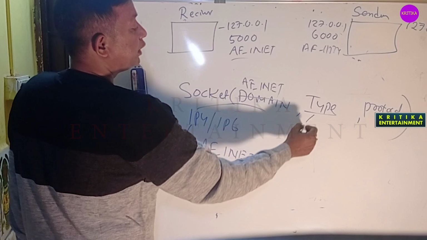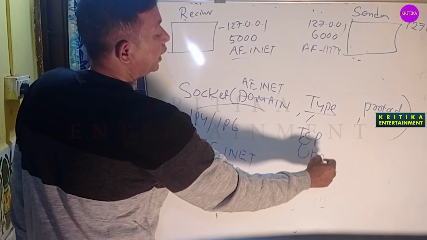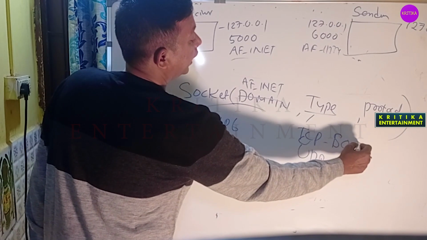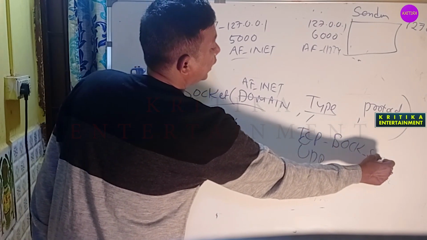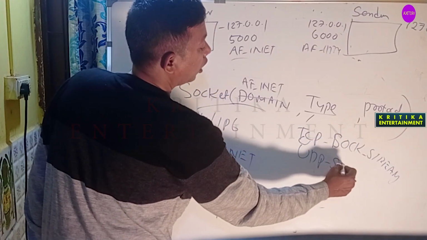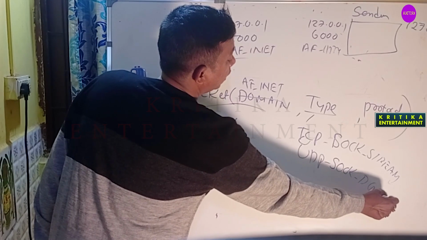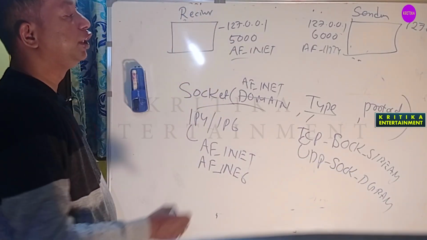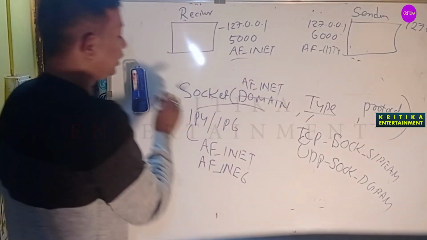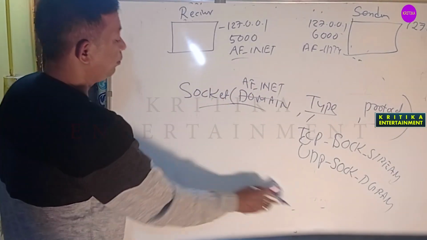Okay, TCP or UDP. For TCP I will write SOCK_STREAM, and for UDP I will write SOCK_DGRAM, okay, SOCK_DGRAM. Then protocol. In the protocol we can assign three values. Okay, what are those values? I have told you. What are those values?